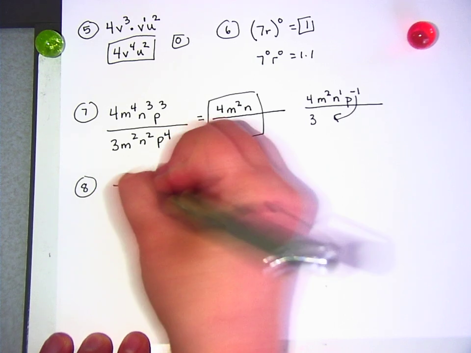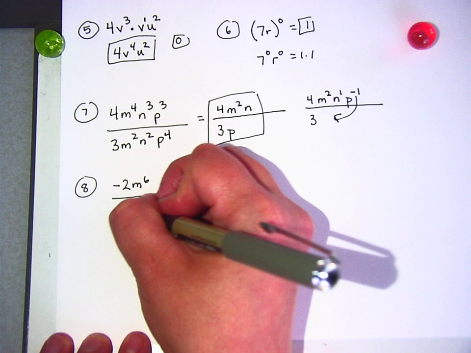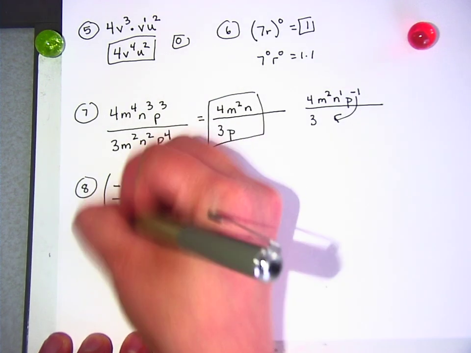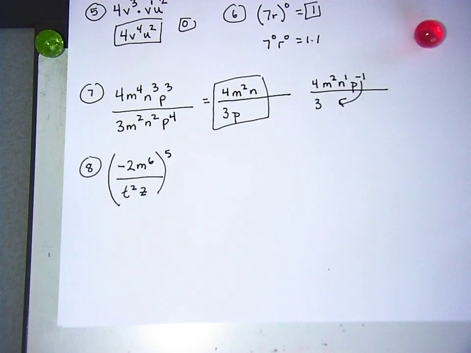-2 M to the 6th over T squared Z. And then I want you to put parentheses around that whole thing, and we're going to put that all to the 5th power. I want to talk about this one. Wait, what's before the square? Yep, that's T squared Z.